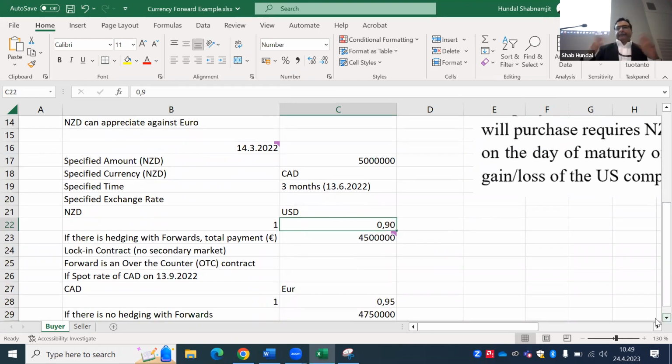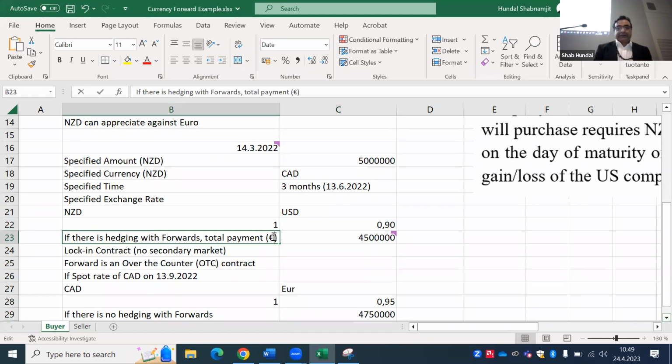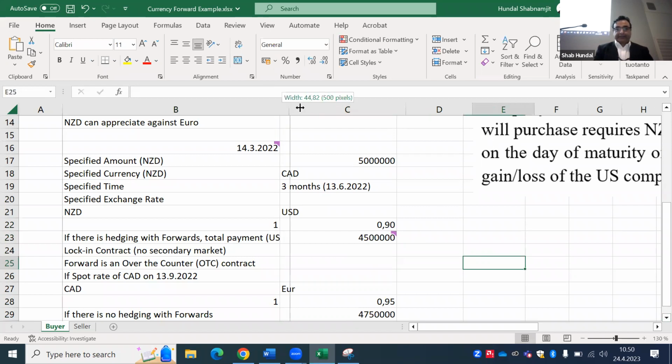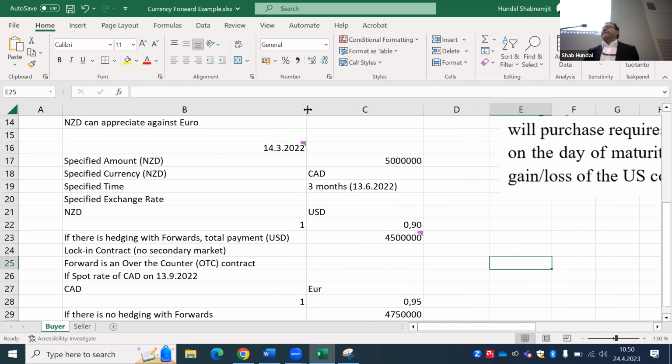look at the relief this US company has on current spot rate on 14th of March 22. The company knows that on 13th of June, it would pay American dollars 4.5 million, and in turn will get 5 million New Zealand dollars, and it would transfer the money to the New Zealand company, and then everything is happy.